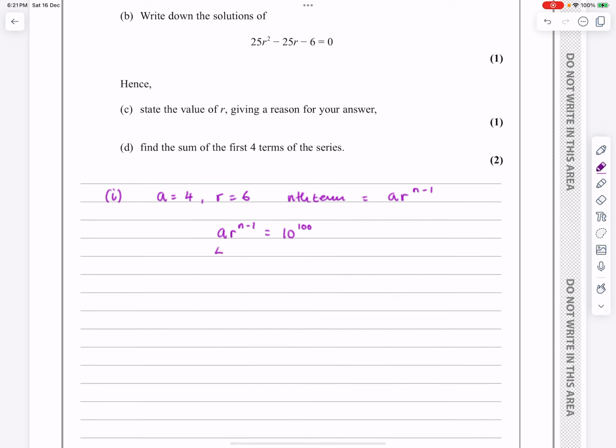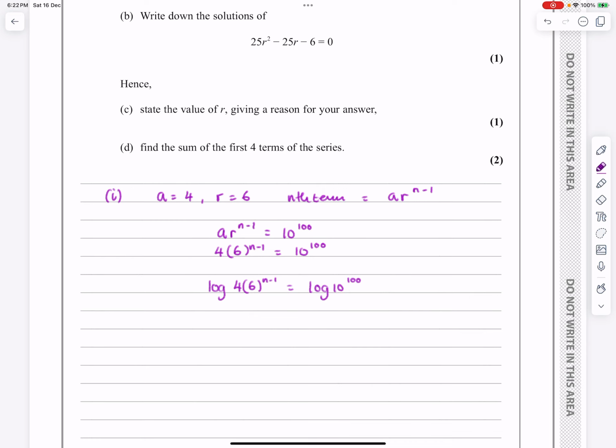So we're going to get 4 times 6 to the power of n minus 1 is equal to 10 to the 100. And then here's my problem. I've got n minus 1 up in the powers there. So the way to get rid of that is to take a log of both sides. We're allowed to take log of both sides. I'm going to do log, which is log to the base 10. So log of 4 times 6 to the n minus 1 is log of 10 to the 100.